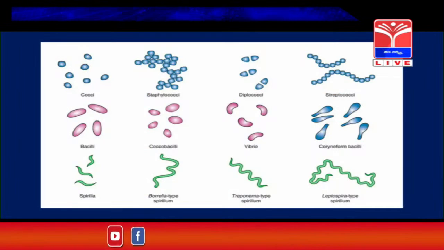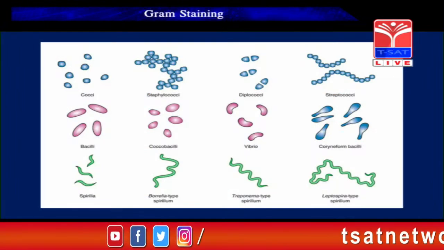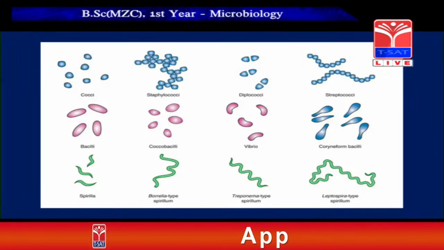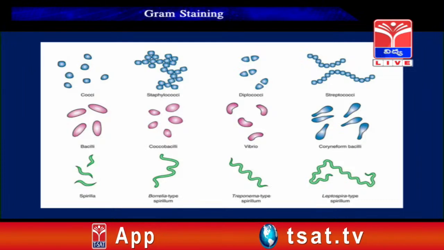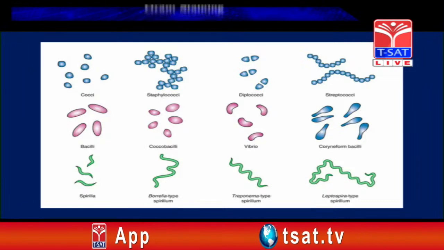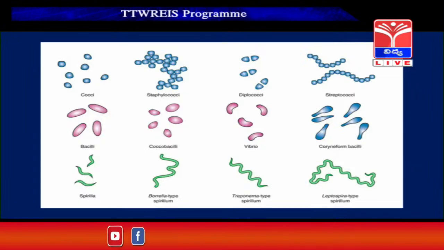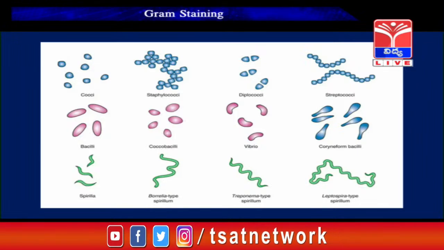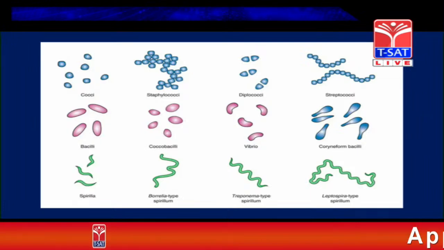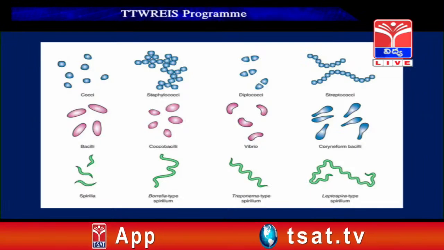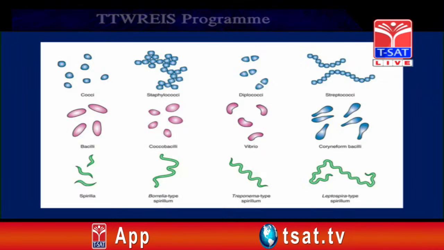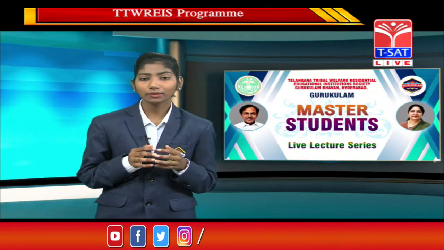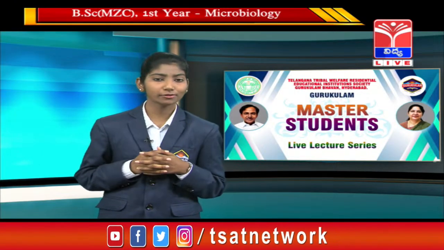The bacteria are mainly divided into 4 different types. They are namely cocci, bacilli, spirillum and vibrio. The bacteria which exist in the form of round structures are known as cocci, and the bacteria which exist in the form of long rod-like structures are known as bacilli. If the bacteria are spiral in shape, they are known as spirillum, and the bacteria which exist in the form of comma shape are known as vibrio.